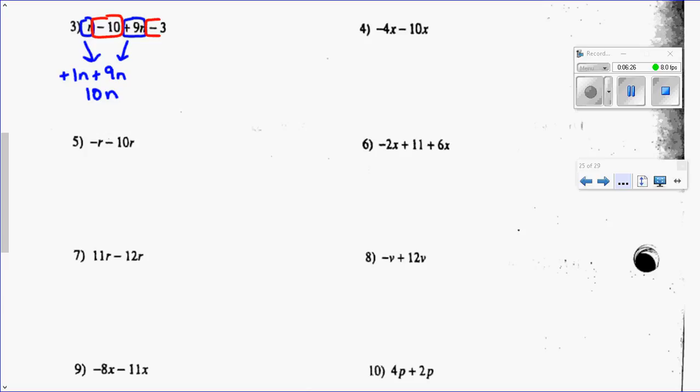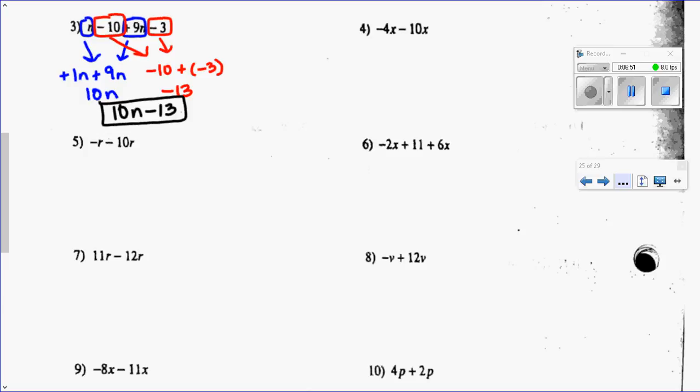Okay, the other ones I can do in a different color. Negative 10, negative 3. What do I get when I combine negative 10 and negative 3? I get negative 13. So now I literally just put these two together. So I can just write 10n minus 13. Now those two are unlike, so I may not combine those.